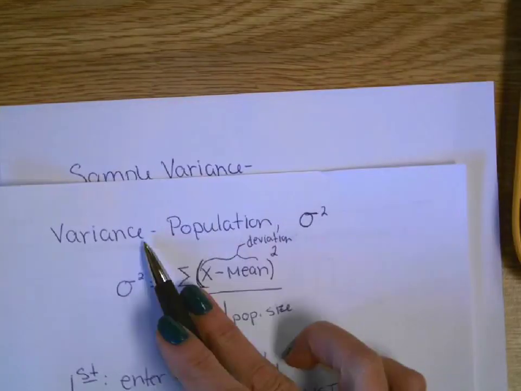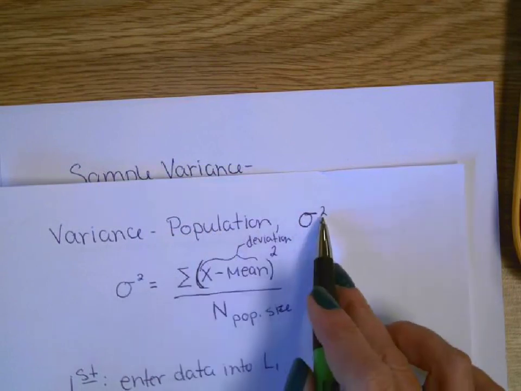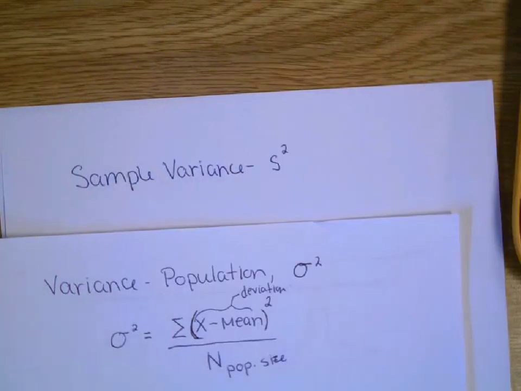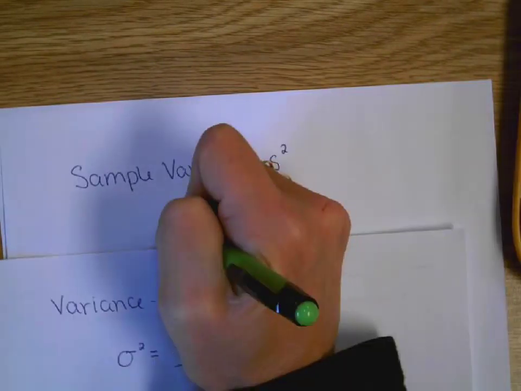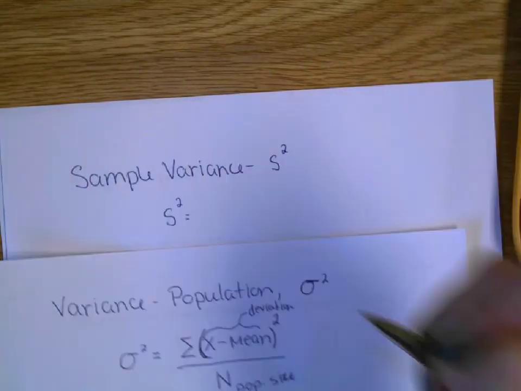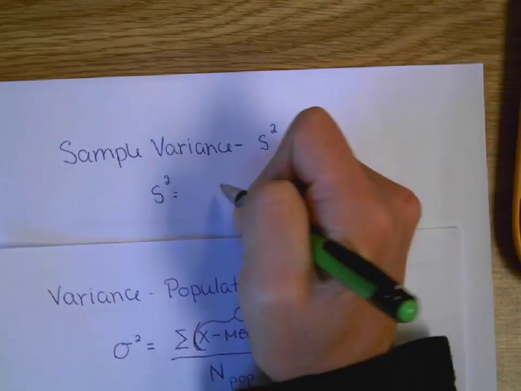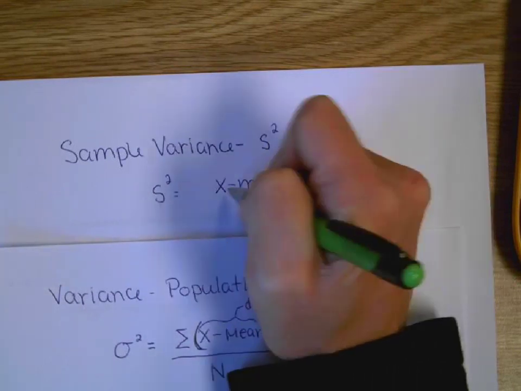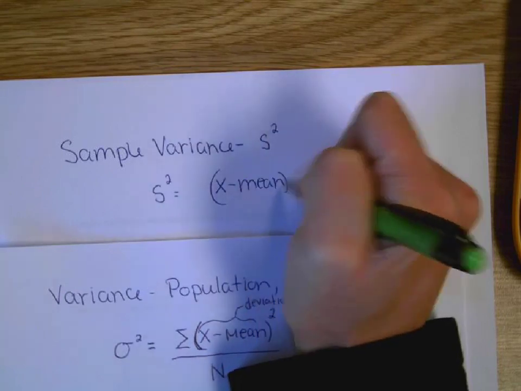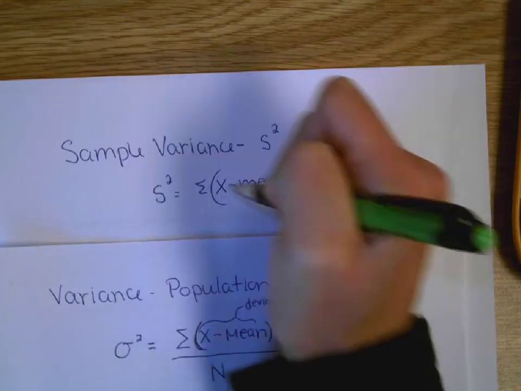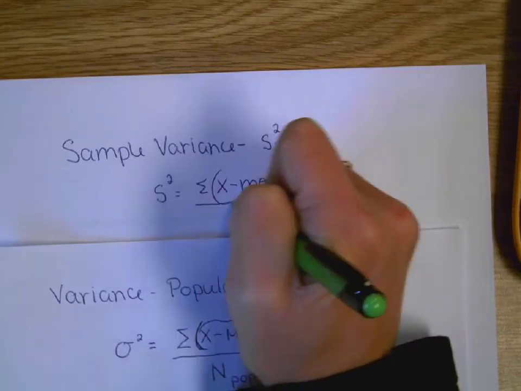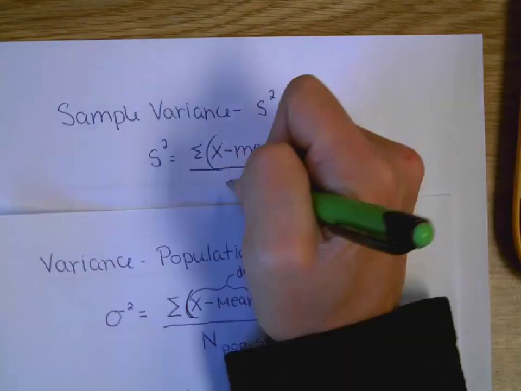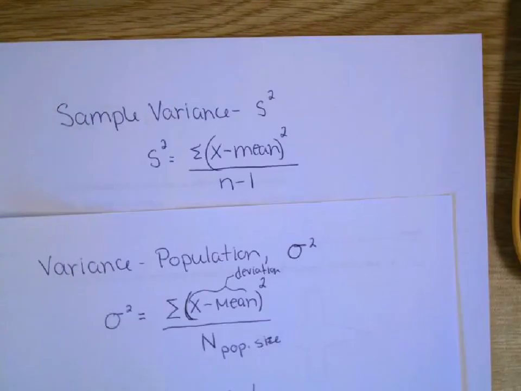Okay, we did population variance. Population variance, the symbol was sigma squared. Sample variance, it's S squared. To calculate S squared, the numerator is exactly the same. You take each x value, subtract the mean to find the deviations, square those, add them up. Here's where the difference comes in. Instead of dividing by exactly how many are in my sample, we divide by one less than the sample size.